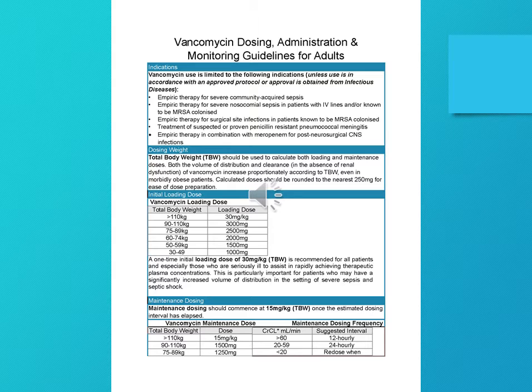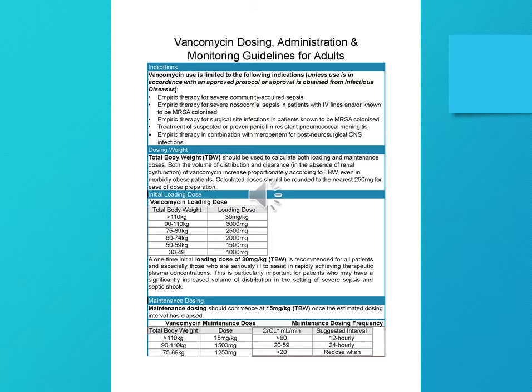Empiric therapy for severe community-acquired sepsis. Empiric therapy for severe nosocomial sepsis in patients with central lines and are known to be MRSA colonized. Empiric therapy for surgical site infections in patients known to be MRSA colonized. Treatment of suspected or proven penicillin-resistant pneumococcal meningitis. Empiric therapy in combination with meropenem for post-neurosurgical CNS infections.